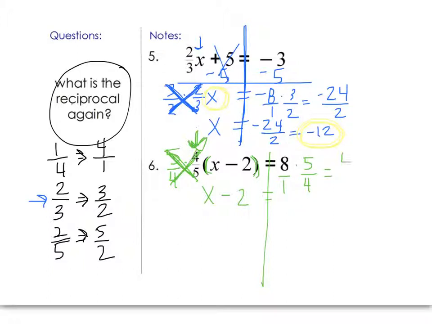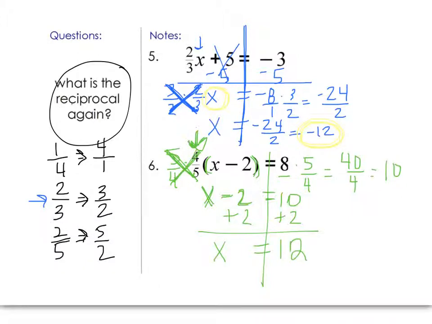Well, 5 times 8 is 40. So I get 40 divided by 4. Well, what's 40 divided by 4? 10. So x minus 2 equals 10. Well, if I add 2 to both sides, I get x equals 12. Is x all alone? Yep, this is my final answer.